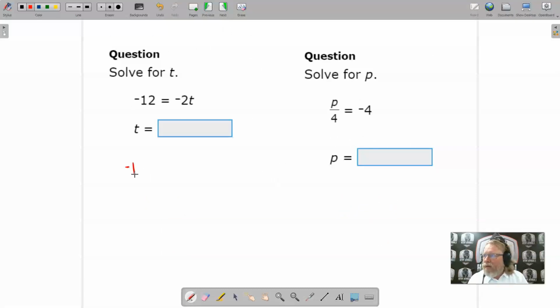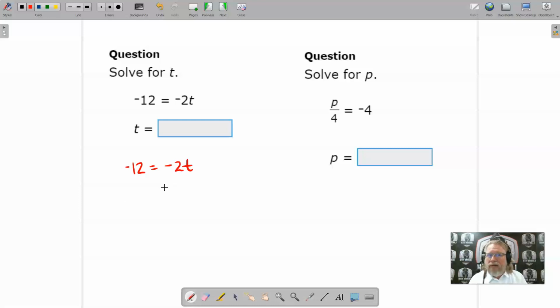So I have negative 12 equals negative 2t. And so it looks like we're dealing with some negative numbers, so we're probably going to have some of that addition and subtraction of integers, which could be negative and positive numbers. And also we'll probably have some multiplication of positive and negative numbers. And so we need to know those rules.